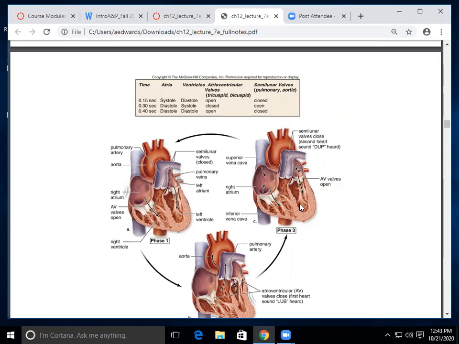All right, and remember we talked about the lub-dup sound. When the atrioventricular valves close, that's when you hear the lub. When the semilunar valves close, after the blood's been forced out, you get the dup.